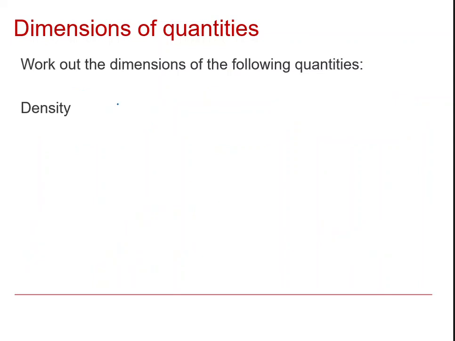Well, what about working out the dimensions of density? Now, density is defined as mass over volume, so it's going to be M divided by L cubed, which is ML^-3. What about force? Force, from Newton's second law, is mass times acceleration. We've already done acceleration, so it's M times LT^-2.